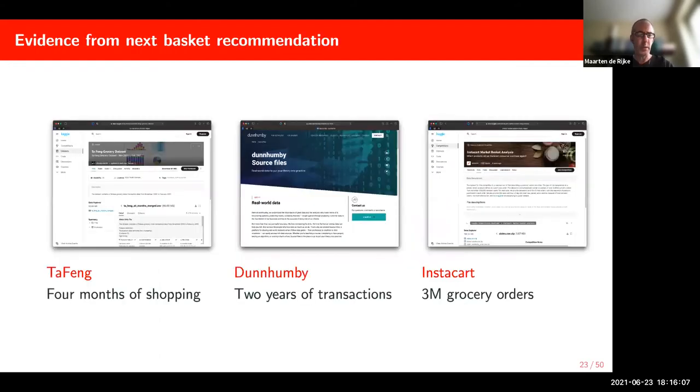Here's another example based on three next basket recommendation data sets. Tafong has basket recommendation data for a Chinese shop, 4 months' worth of it. Dunhumby has 2 years of transactions with the basket information, and Instacart, I forget the exact period, has 3 million grocery orders. So again, we can infer the baskets from this.